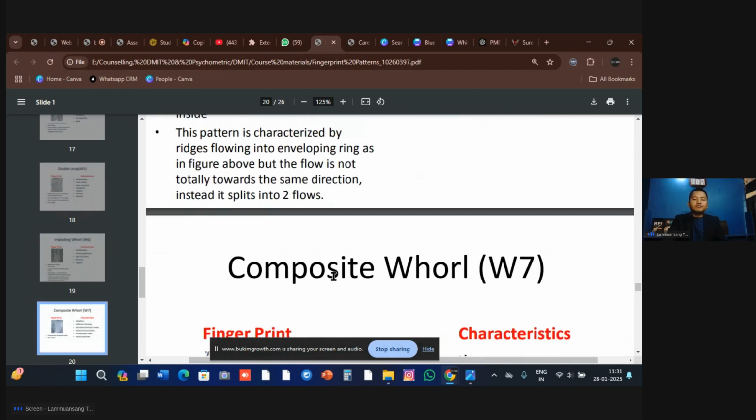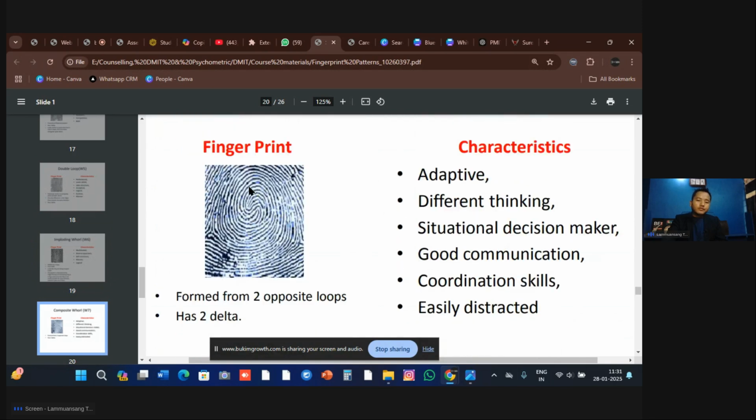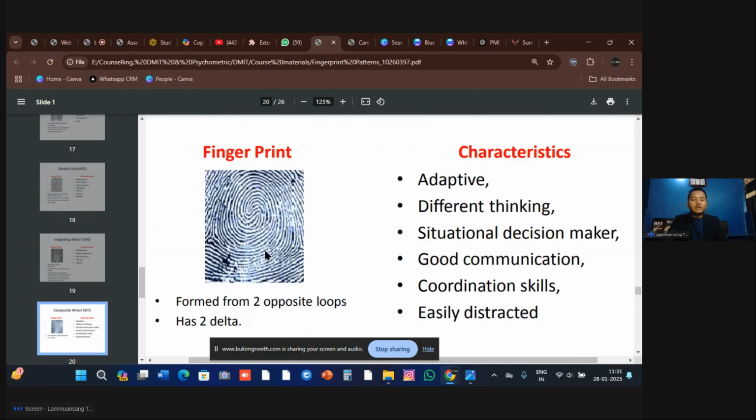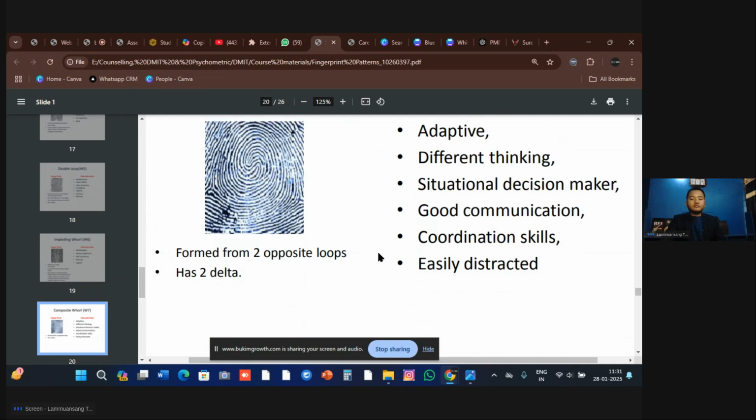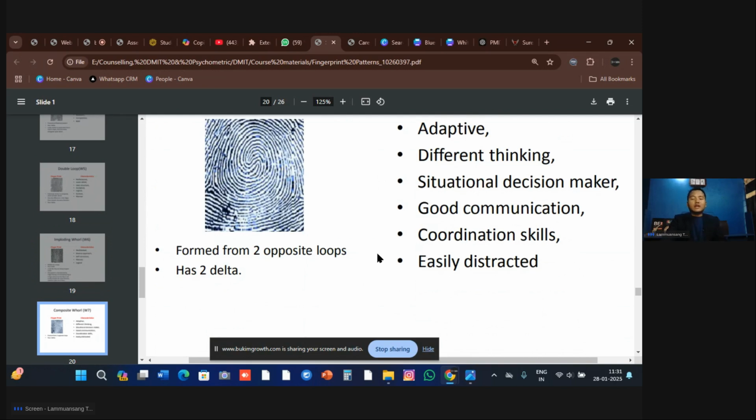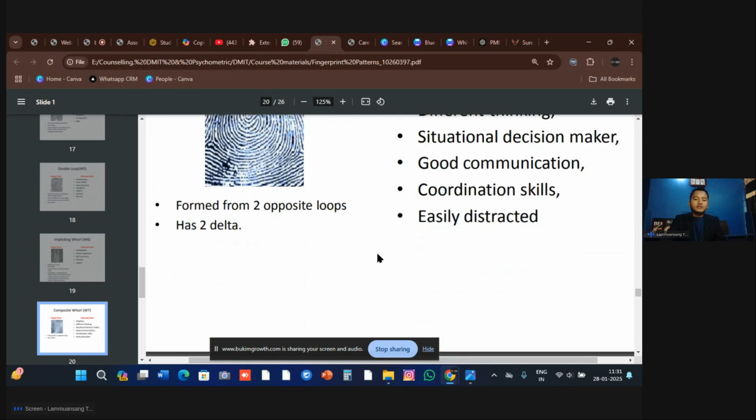And on the other hand, W7 is a complete wrap up. That means the flow is not going out. See, it stops here. Even this one, it stops here. You see. So when you see it like an S, the Superman sign, this is always W7. If you see something like this, it is W7. These are adaptive, different thinking, situational decision maker, good communication, coordination skill, easily distracted. Got it, right?